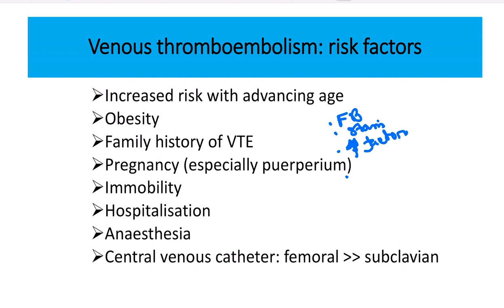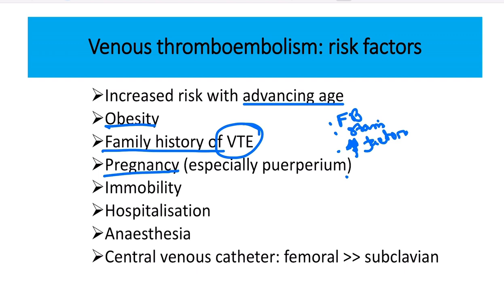So first of all, advancing age, that means increasing age. When age increases, venous thromboembolism may develop. In case of obesity, it also develops. The family history of venous thromboembolism. Family history is important for any type of disease. Pregnancy is another cause. In pregnancy, different types of proteins and clotting factors increase, and different types of plasma proteins usually released from the liver increase.